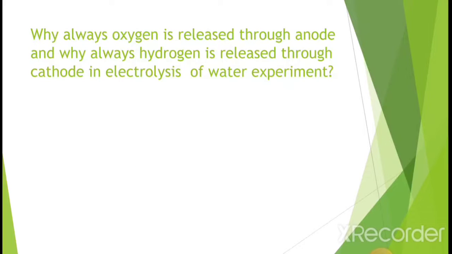So let's see this. I have given you homework. Just try to think about it: why is oxygen always released at the anode, and why is hydrogen always released at the cathode in the electrolysis of water experiment? Just think about it, and I will give the answer in the next class. I will surely explain this process once again.